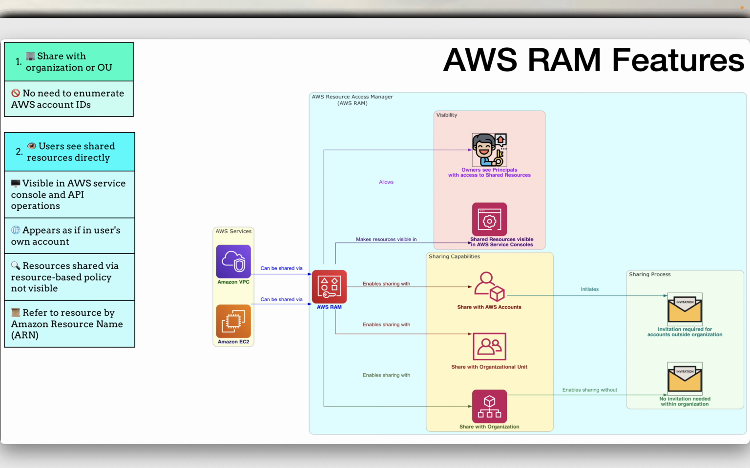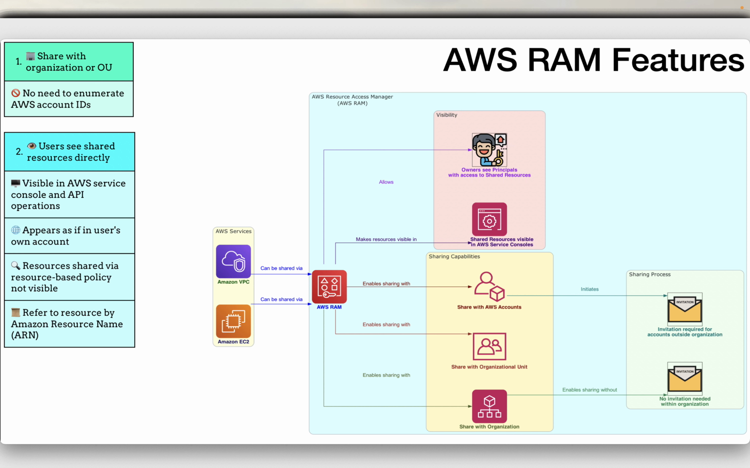Users can see the resources shared with them directly in the originating AWS service console and API operations, as if those resources were directly in the user's account. For example, if you use AWS RAM to share an Amazon VPC subnet with another account, users in that target account can see the subnet in the Amazon VPC console and the results of Amazon VPC API operations performed in that target account.